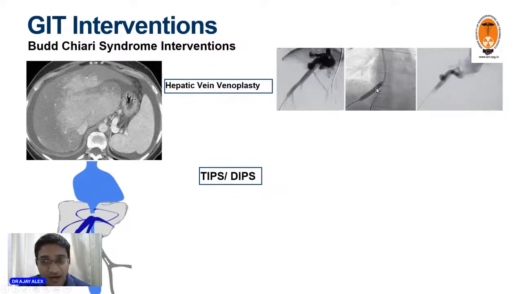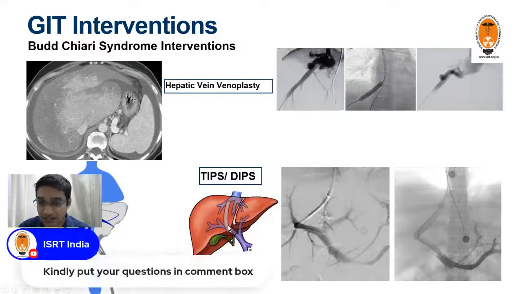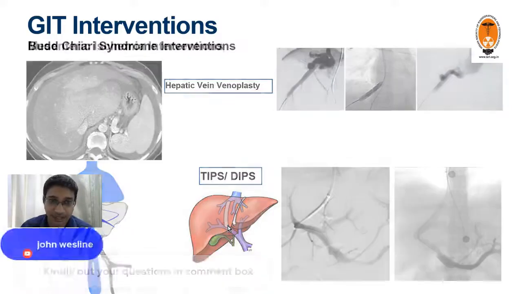In patients in whom we are unable to open up the hepatic vein, what we actually do is we come up from above, we create a shunt from the portal vein into the IVC in the suprahepatic part. Thereby, the portal venous blood will bypass the liver parenchyma and enter into the right atrium, thereby ensuring that the portal venous blood actually continues in circulation.